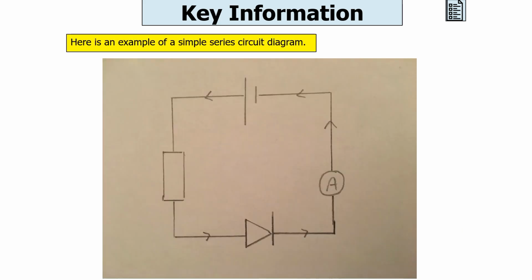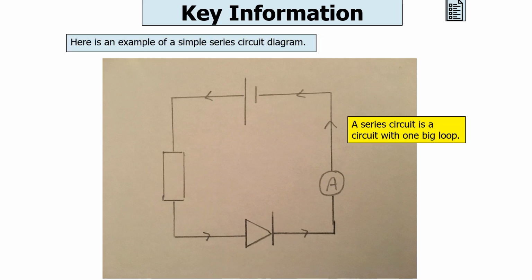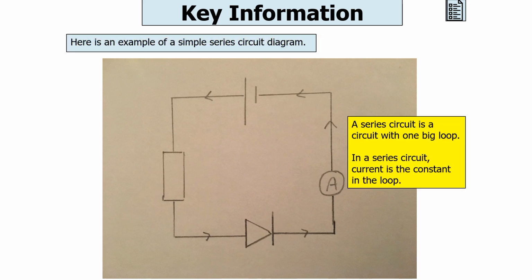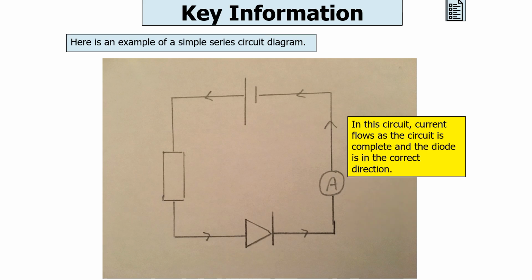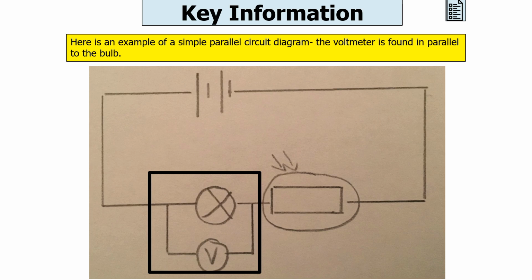Here's an example of a simple series circuit diagram. A series circuit is a circuit with one big loop. So in a series circuit, the current is constant in the loop. In a series circuit, the potential difference is split over the output. And in this circuit, the current flows as the circuit is complete, and the diode in this example is in the correct direction.